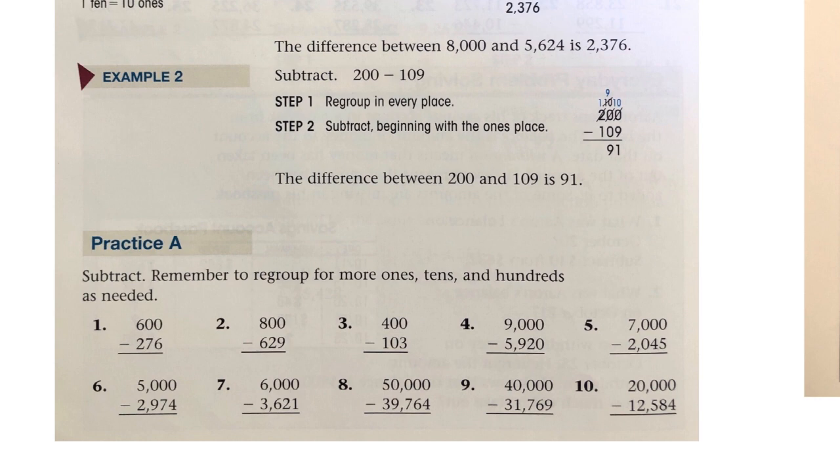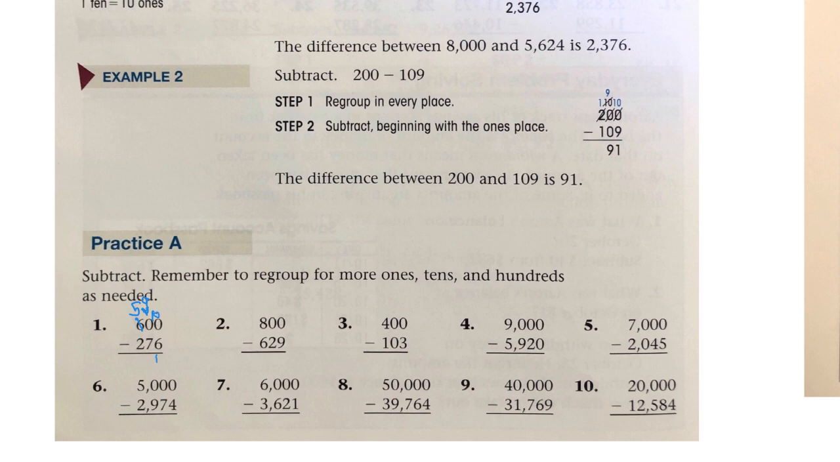Practice A. Subtract. Remember, you need to regroup for more ones, tens, hundreds as needed. Number 1, 600 minus 276. So we can make the 6 become 5. Then we get 10 tens. We can regroup one of those so it becomes 9, and that 1 goes to the ones. So now we have 10 ones.